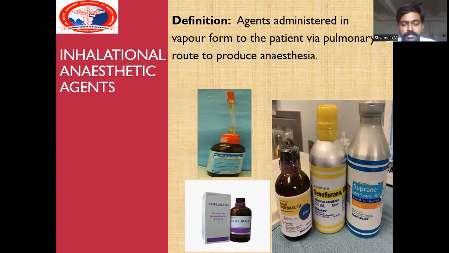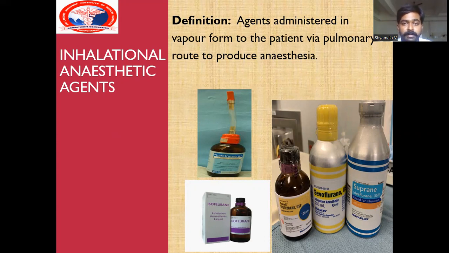So, what are inhalation anesthesia agents? They are agents administered in a vapor form to the patient via the pulmonary route to produce anesthesia. So the name says it. Inhalation anesthesia agents will be delivered to the patient through the mouth, into the trachea. If it's a ventilated patient, after intubating, the patient will have an endotracheal tube in his mouth, which is placed inside his lungs.